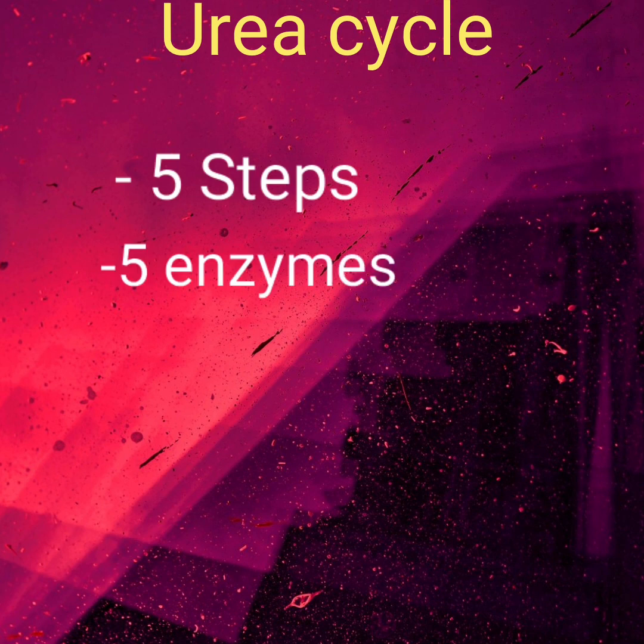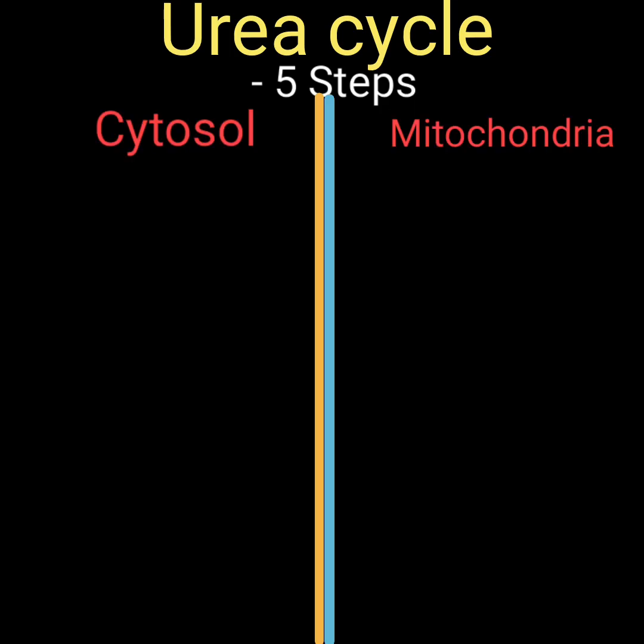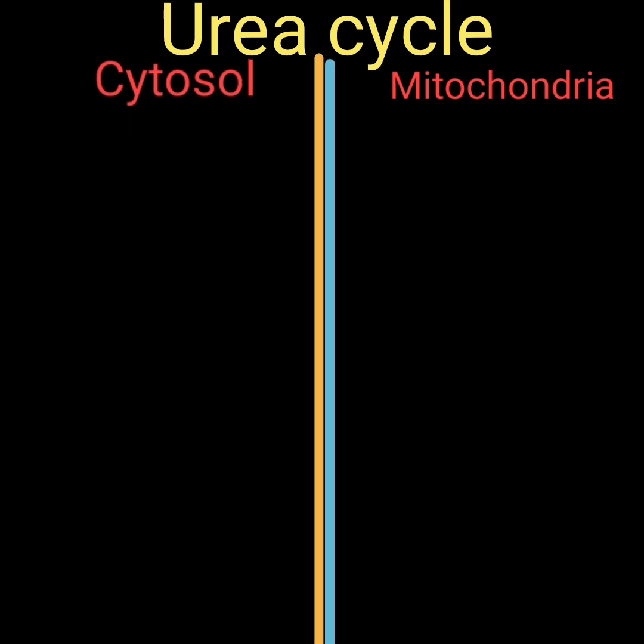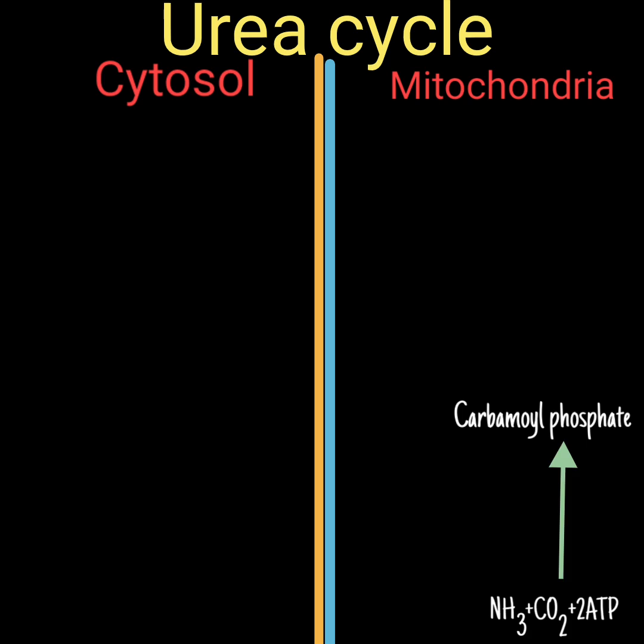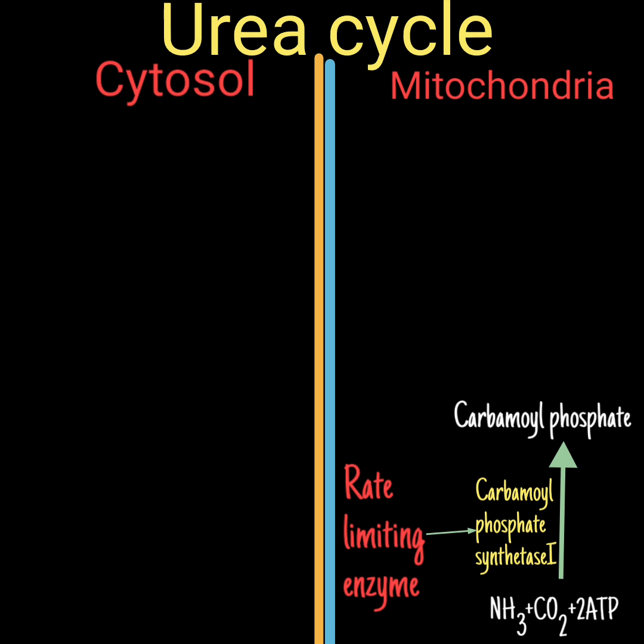The urea cycle consists of 5 steps and 5 enzymes, and out of these 5 steps, 2 steps occur in the mitochondria and the remaining 3 steps take place in the cytosol. The first step is the formation of carbamyl phosphate with the help of ammonia, carbon dioxide, and two molecules of ATP in the presence of the enzyme carbamyl phosphate synthetase 1, which is also the rate limiting enzyme of the urea cycle. The byproducts of this step are ADP, inorganic phosphate, and hydrogen.